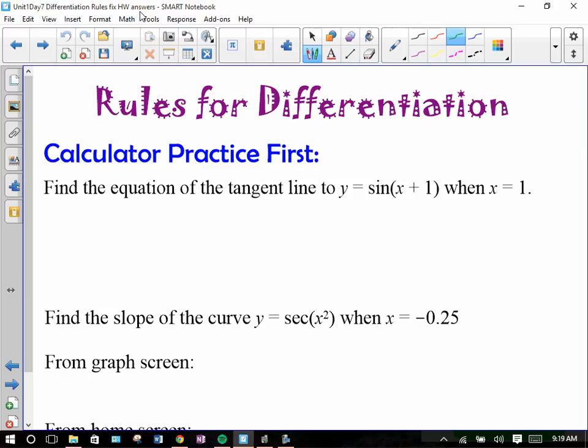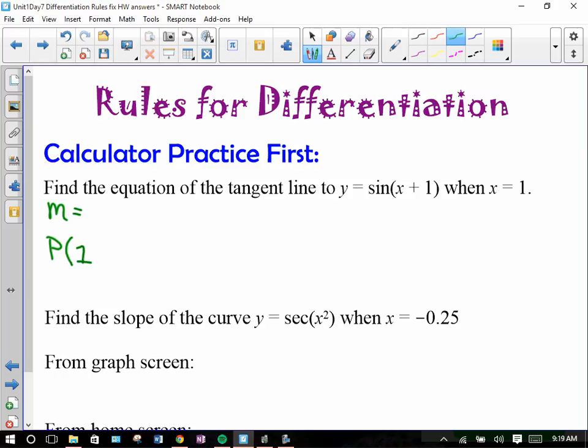You need to know two pieces of information in order to be able to find it. You need the slope. What else? A point. We're finding a point where x is equal to 1, so we need to find the y value, and we just plug 1 in. So the y value is sine of 1 plus 1 plus sine of 2.